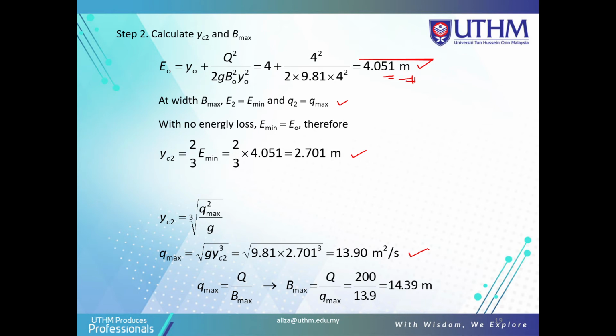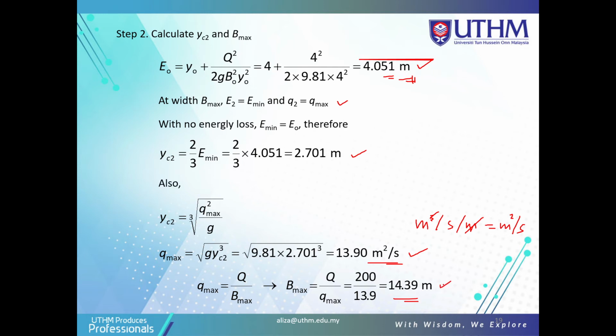Okay, actually Q max is meter cube per second per meter. You just put it here, so you get meter squared per second. Now the Q max is the Q discharge divided by the B max here. So we know that the B max is 14.39 meter here. Okay, so that is the step by step.